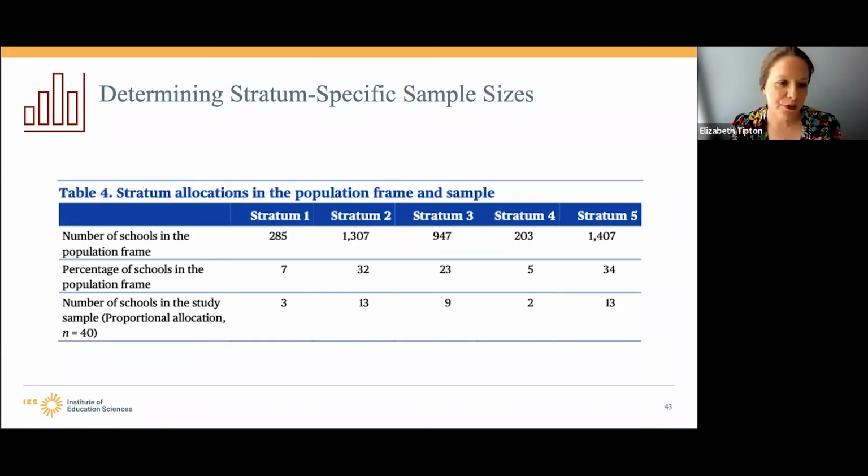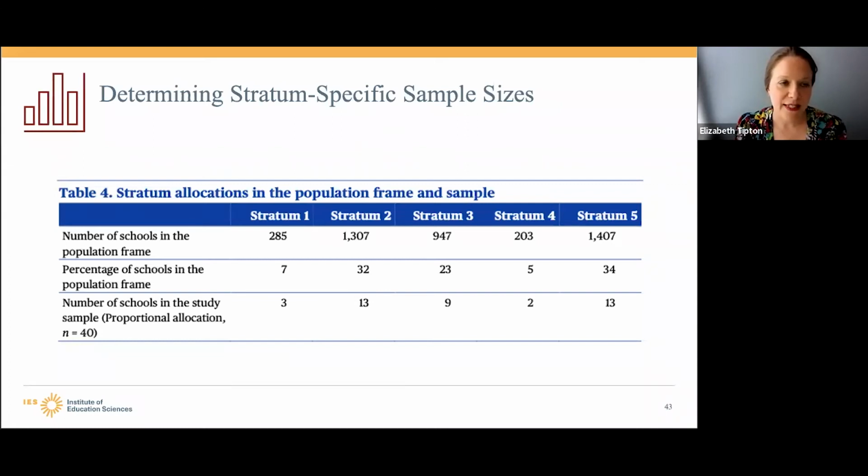Okay, so then this table also is based upon a table that the Generalizer outputs. And what you'll see in the first row here is the number of schools in the population frame in each of these strata. So for example, you can see that stratum 1 is quite a bit smaller. It only has 285 schools in it, whereas stratum 5 is quite a bit larger and has 1,400 schools in it. It also then provides you with a row that gives you the percentage of the schools in the population. So this is an easier scale. So again, you can see that this ranges from 5% to 34%.